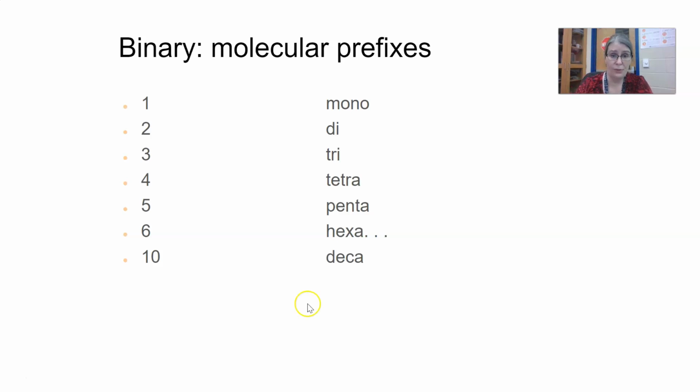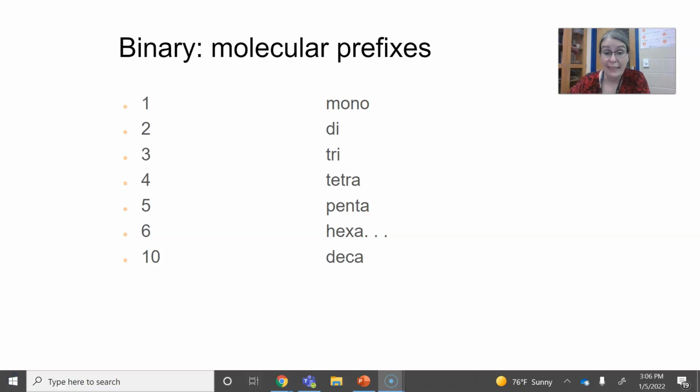1 is mono, 2 is di, 3 is tri, like a triangle, 4 is tetra, like a tetrahedron. The other ones are similar to what you learned in geometry. A 5-sided object is a pentagon, 5 is penta, 6 is hexa, 8 is octo, 10 is deca. They're the same prefixes that you learned for polygons back in geometry class. Tri and tetra are probably the two that I see people get switched around the most.